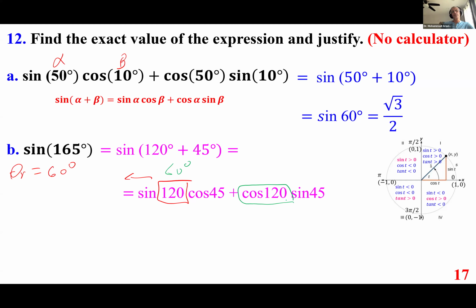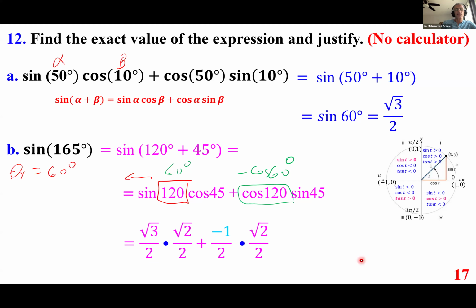This one is the same as cosine of 60, but in the second quadrant, cosine is negative, so this is minus cosine of 60 degrees. And so this is square root of 3 over 2, this is square root of 2 over 2, this becomes negative 1/2, this is square root of 2 over 2. Again, the denominator in both cases is 4, this is square root of 6, this is minus square root of 2, and that's the exact answer.